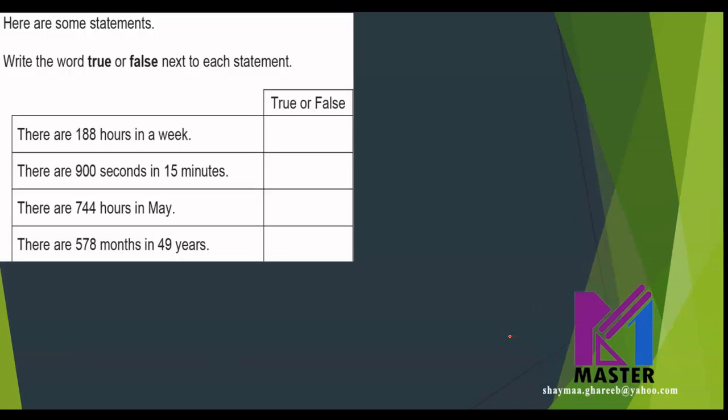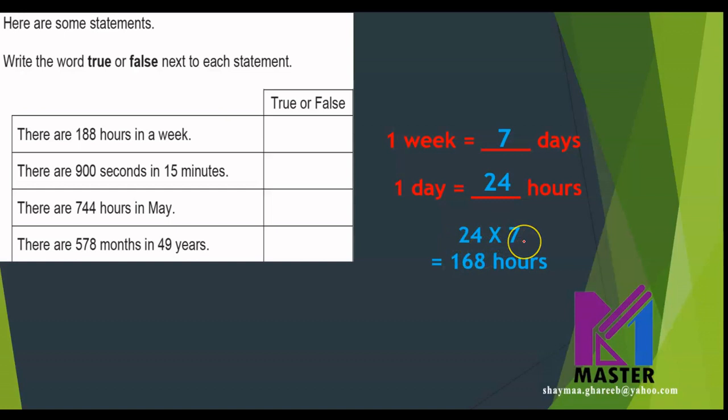Now look at this question. Here are some statements. Write the word true or false next to each statement. There are 188 hours in a week. Let's find out how many hours are there in a week. In one day, there are 24 hours. In one week, there are 7 days. So we are going to multiply the 24 hours by 7 days to get the number of hours in the week, which is 168, which means this statement is false.